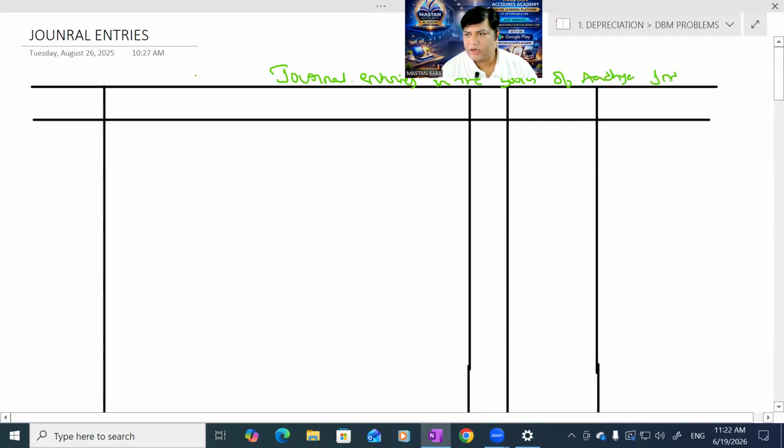Adhya Industries. This is a heading I wrote here. So very simple journal entries, dear students. As we know, the columns of journal entries: date column, particulars, LF, debit, and this is the credit column. Just you have to draw a line here on the right side.